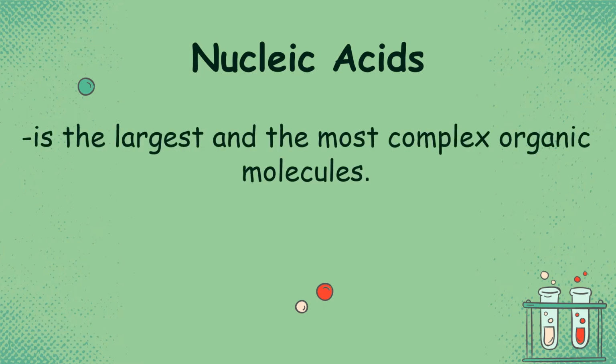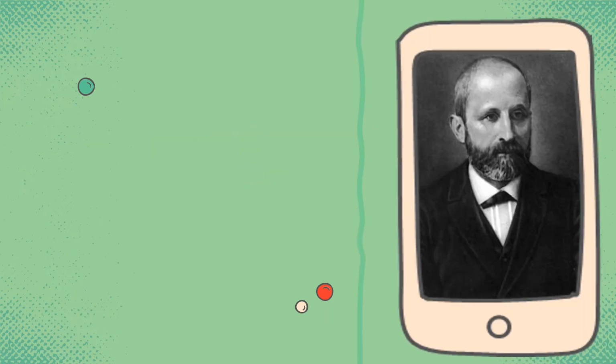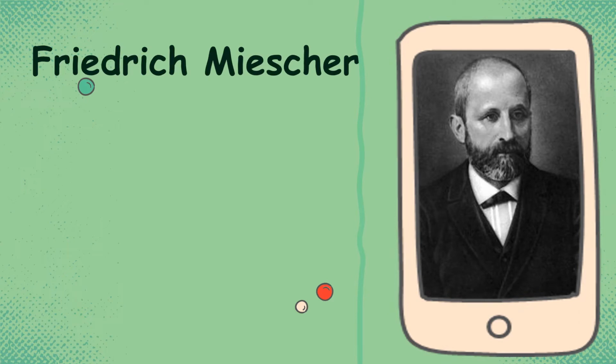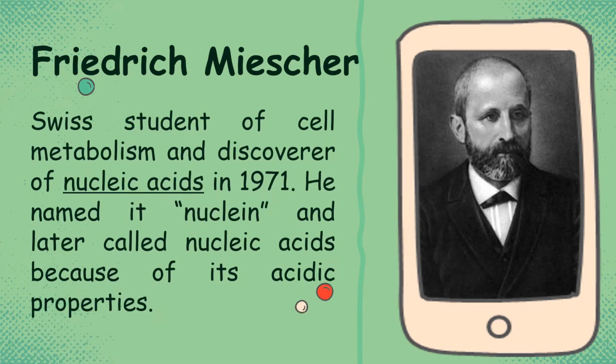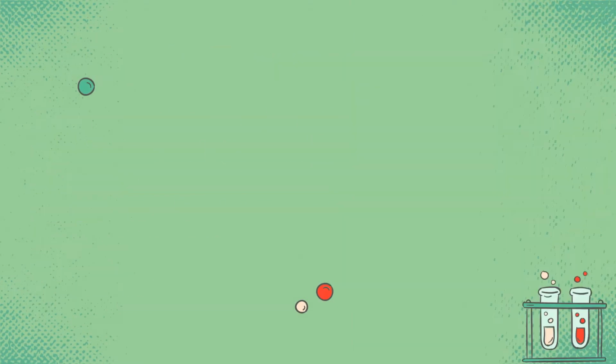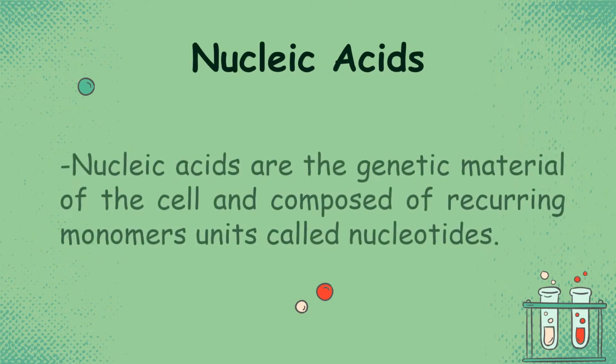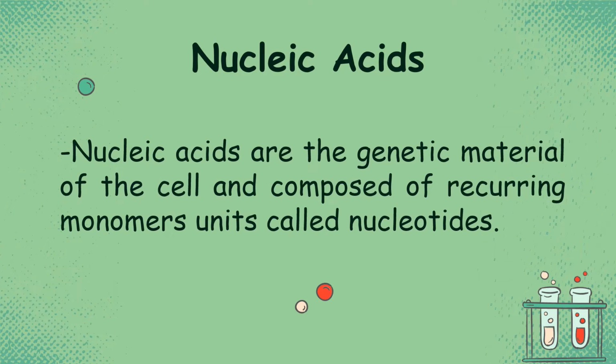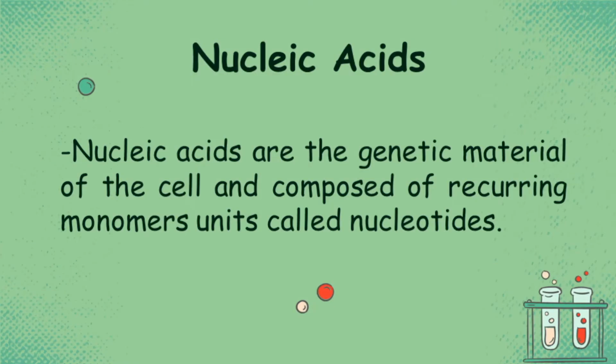Nucleic acid is the largest and the most complex organic molecule. It was discovered by a Swiss student of cell metabolism in 1871, and he is Friedrich Miescher. He named it nuclein and later called it nucleic acid because of its acidic properties. Nucleic acids are the genetic material of the cell and are composed of recurring monomer units called nucleotides.